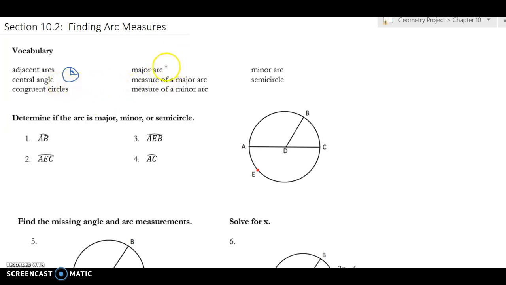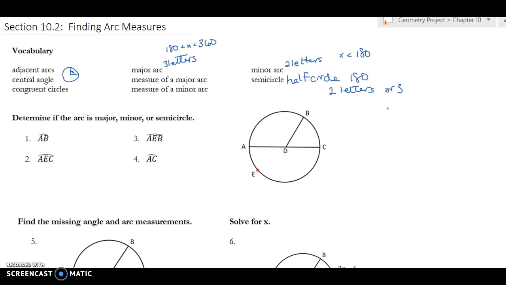A major arc has to have 3 letters, and it's between 180 and 360. A minor arc has usually 2 letters. It can have 3, but usually it's just 2 letters, and it's less than 180. And then a semicircle is half a circle, and it is 180. And it can be done with 2 letters or 3, okay?